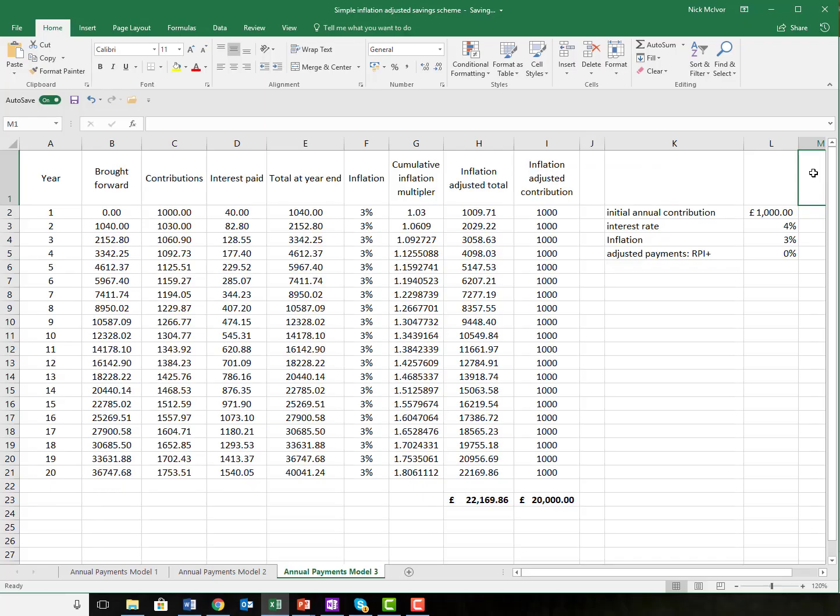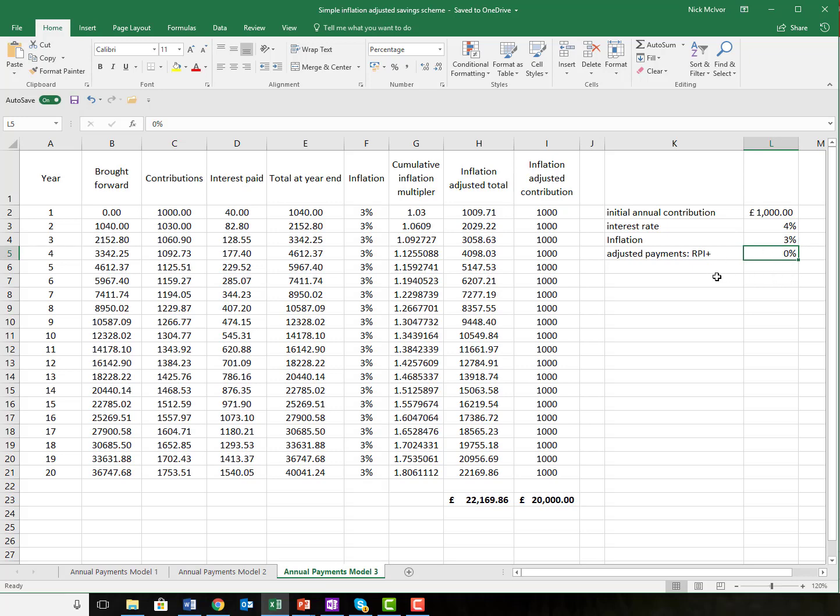So here is my final version of my model. Now instead of an annual contribution, I've got an initial annual contribution because my contributions are going to go up over time. My interest rate is still a fixed figure over time. My inflation rate is simply one figure. I'm estimating it will be about 3% a year over time. But I've got this extra figure here.